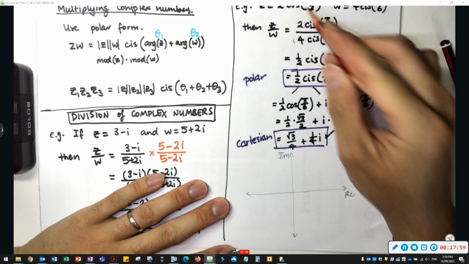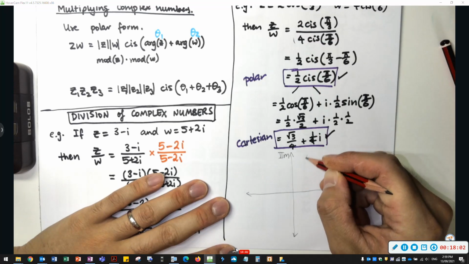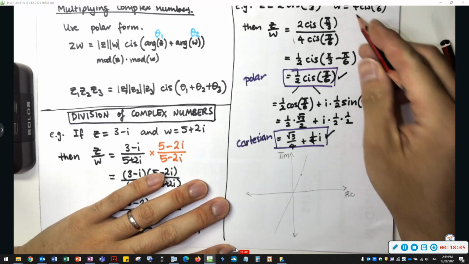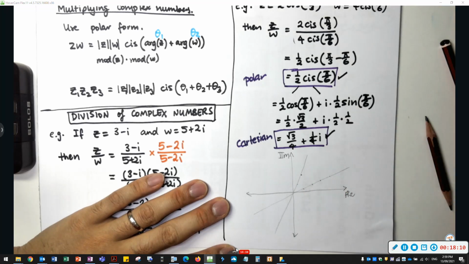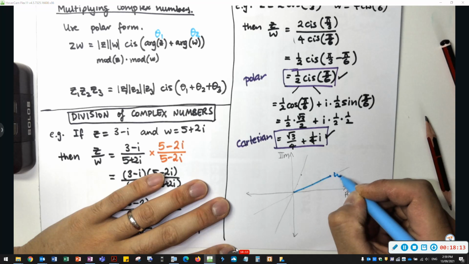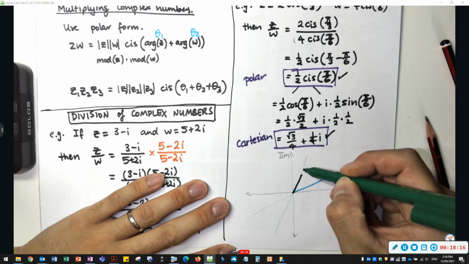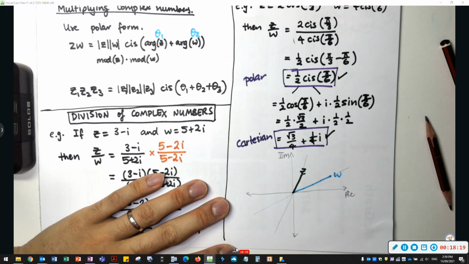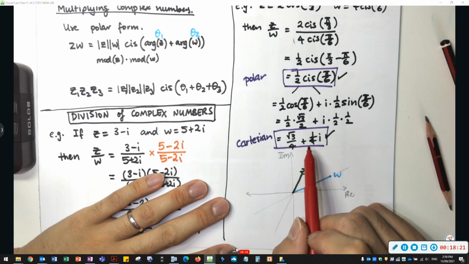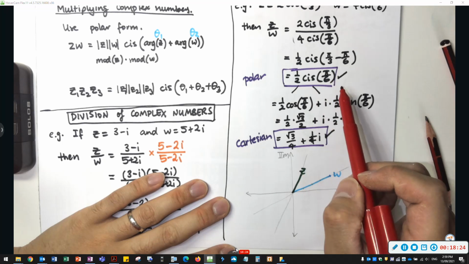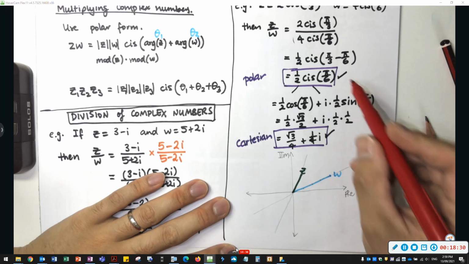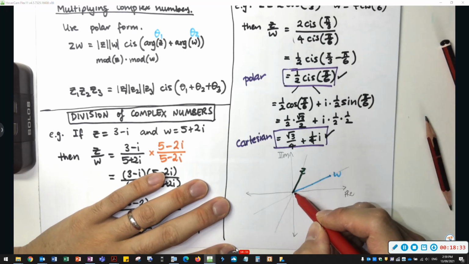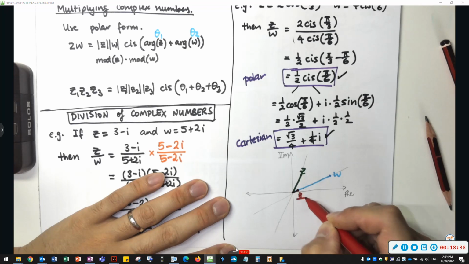So 2 cis pi on 3, we drew this before, 1, 2, and then 4 cis pi on 6, 1, 2, 3, 4. This is very rough, by the way. Okay, so this is w, this is z, and then the final answer, I'm going to use Cartesian form. Actually, I'll use polar form. It happens to be on the same angle, but shorter, so half. There, that's z divided by w.